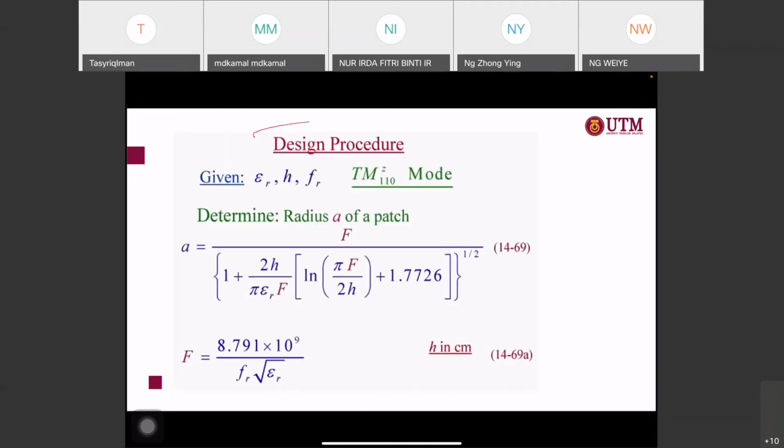All right, so how do you use this for the circular patch? Of course, first of all, you need to know your epsilon r, your thickness, and your resonant frequency, and then you need to determine the radius A of the patch, if you know the operating frequency that you are looking for. And then F is given by this particular value. Okay, I think it's not really difficult. The most important thing is that you know the equations that are going to be used for this circular patch type of antenna.